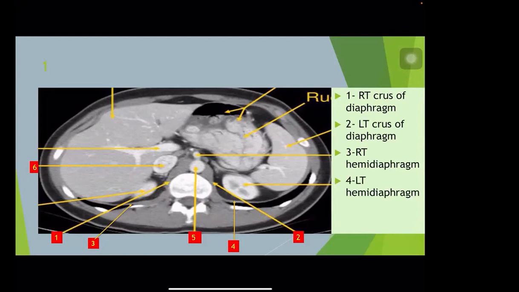Number five, the aorta. And the last one, inferior vena cava, IVC. Good.